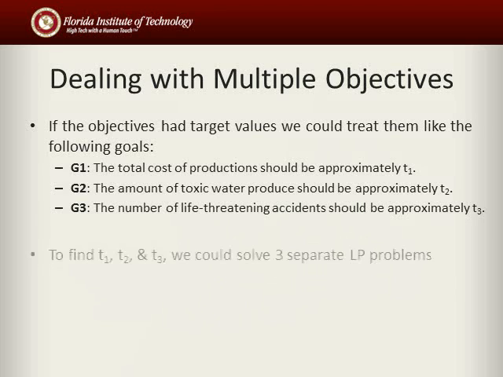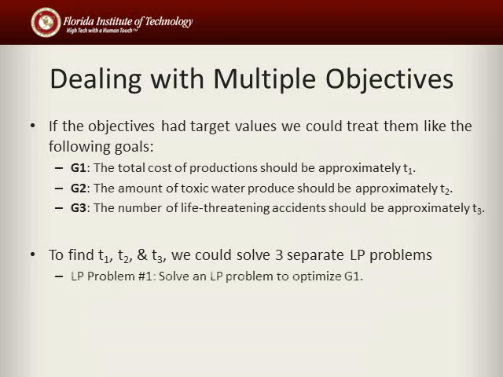So in multiple objective linear programming, to find out the values for T sub 1, T sub 2, and T sub 3, we solve 3 separate LP problems. The first linear programming problem will be to solve an LP problem that optimizes goal number 1. I'll show you in the next slide how to set this up in Excel, and you'll probably see it more clearly. But if we're talking about linear programming, we usually see one objective. So the objective in here will be to optimize goal number 1.